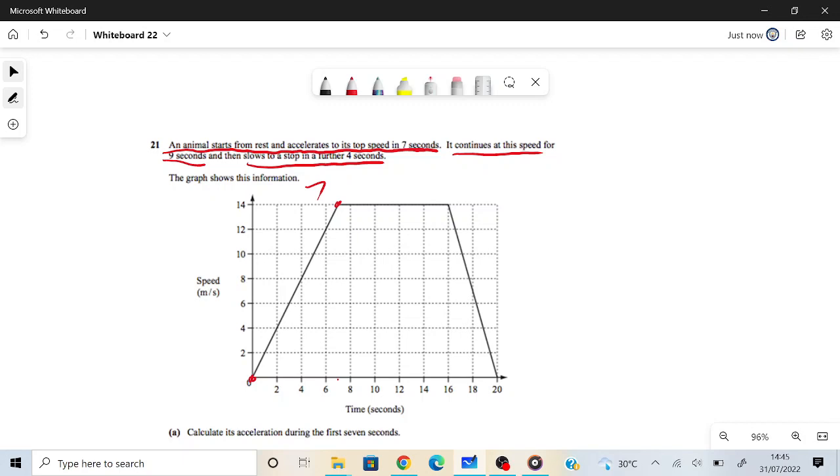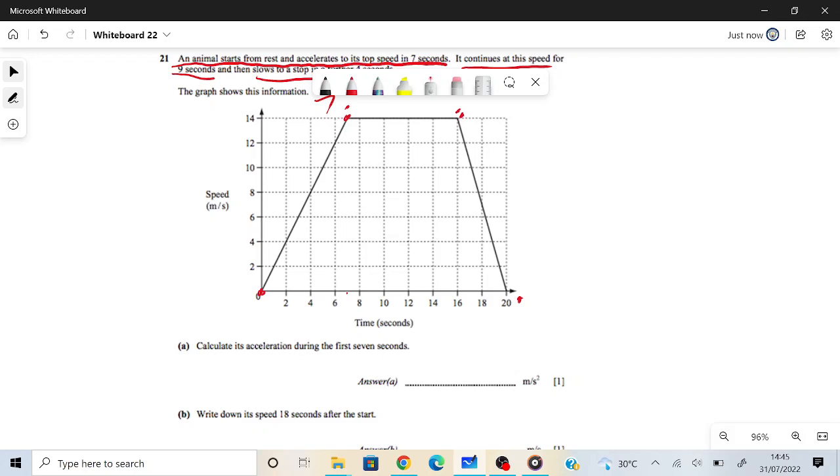Then it says it continues at this speed for 9 seconds. So from here to here, it continues at that speed for 9 seconds. And then it slows down or decelerates to a stop in a further 4 seconds. So from here to here, it takes 4 seconds to stop. So that's all it does.